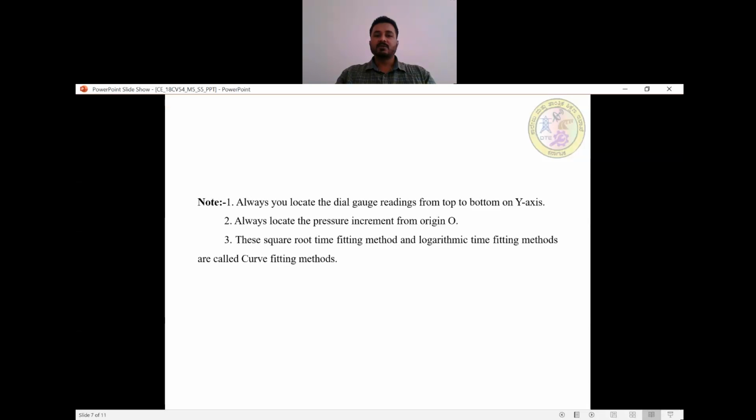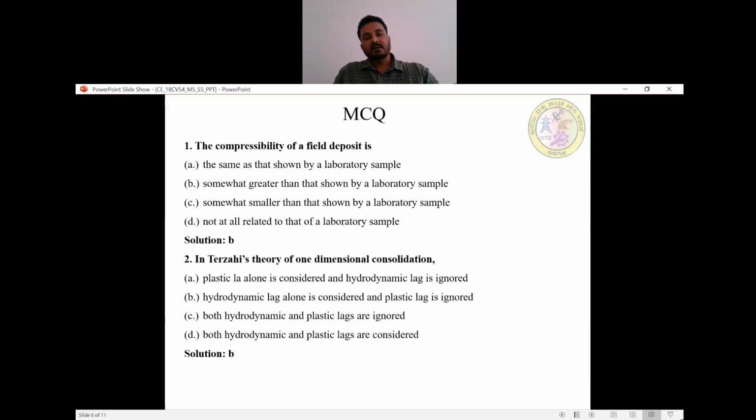Note, always you must locate the dial gauge reading from top to bottom on the y-axis for the curve fitting methods. Always locate the pressure increment from origin O. And as I said earlier, the square root of time fitting method and logarithmic time fitting method are also called curve fitting methods.